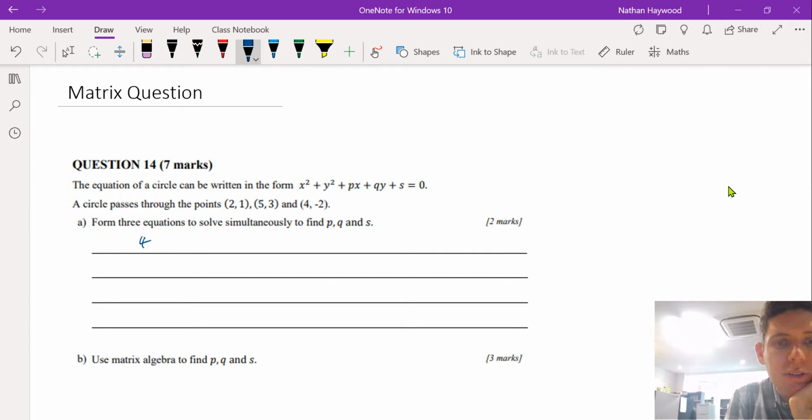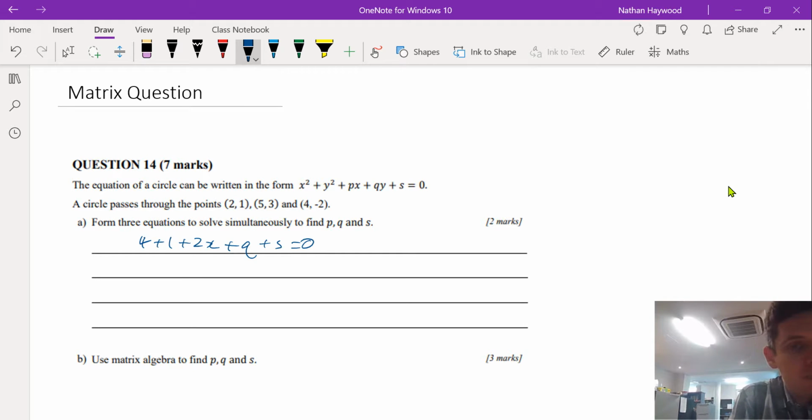So subbing in x is 2, y is 1. You get the first equation. Second equation, x is 5, y is 3. You get this equation. Last one, x is 4, y is -2.